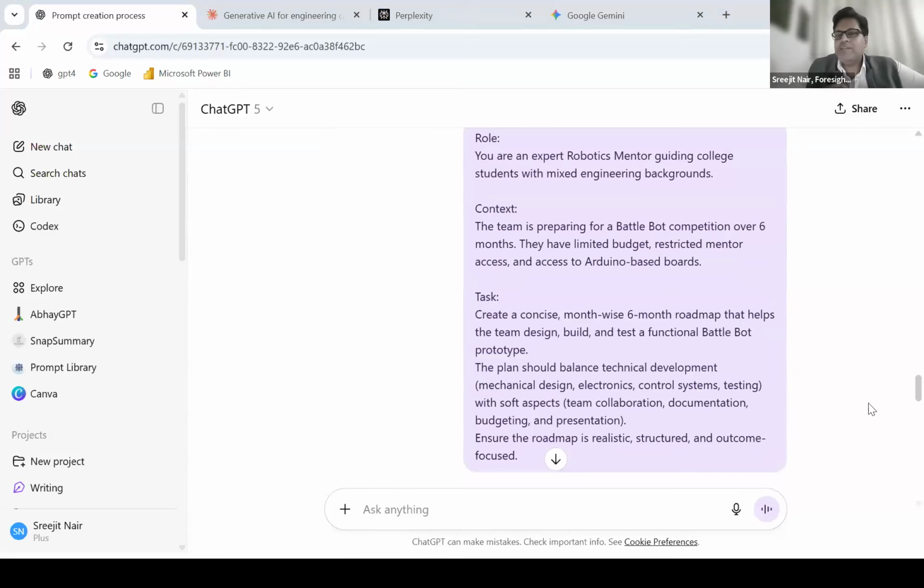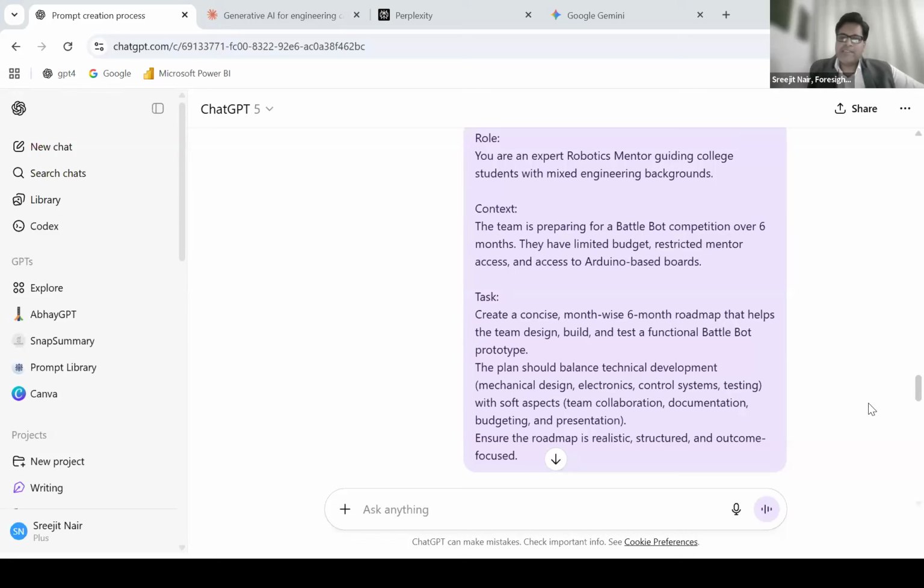So there might be certain tweakings that you can do. You can mention an additional one or two lines that further make it a very detailed prompt. The context: the team is preparing for a battlebot competition over 6 months. They have limited budget, restricted mentor access, and access to Arduino-based boards. You can say that there are X and Y other things available in college. That will give it a better context.